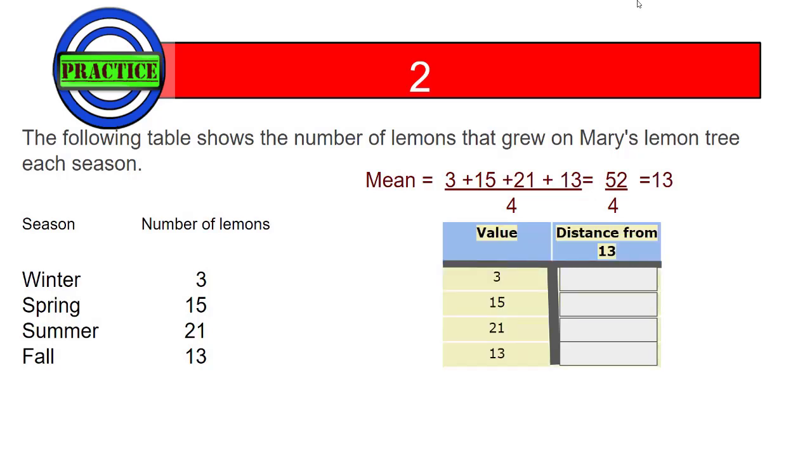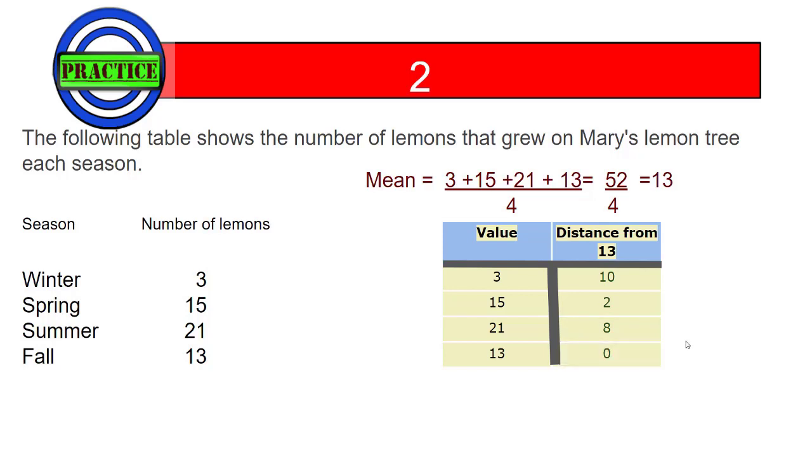So I put those numbers down. I like to put the 13 on top, and then I can ask my little question. How far is 13 away from 3, or 3 away from 13? That's 10. How far is 15 away from 13? 2. How far is 21 away from 13? That would be 8. And how far is 13 away from 13? That would be 0.